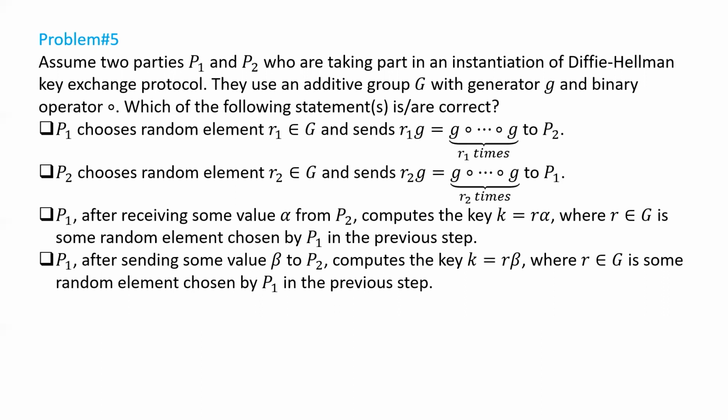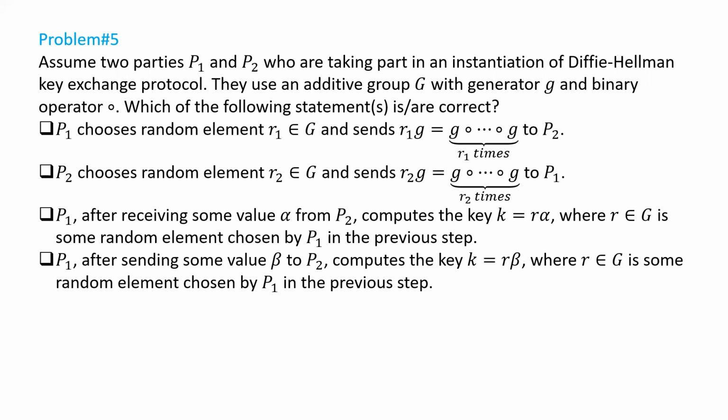P1, after receiving some value alpha from P2, computes the key K equal to R alpha, where R belonging to G is some random element chosen by P1 in the previous step. And the fourth statement is P1, after sending some value beta to P2, computes the key K equal to R beta, where R belonging to G is some random element chosen by P1 in the previous step.